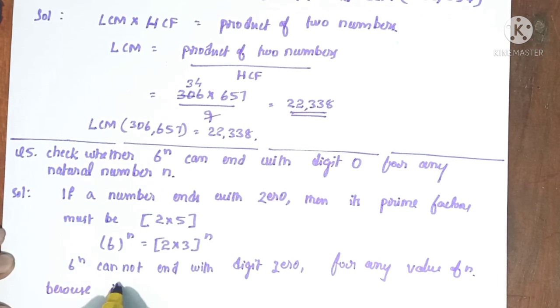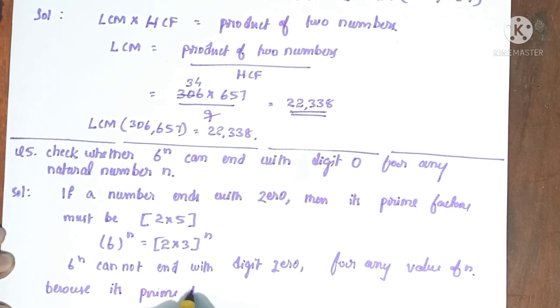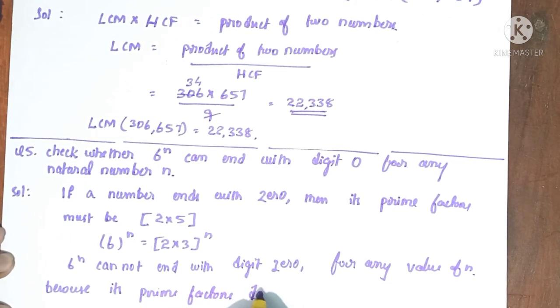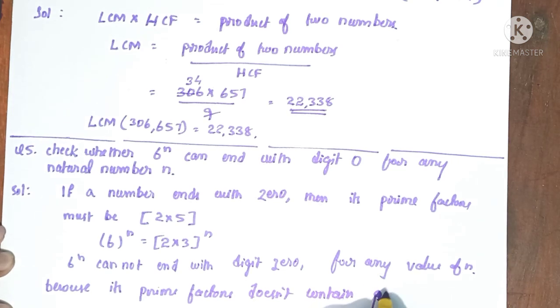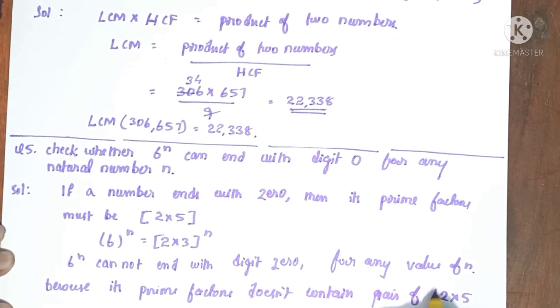Because its prime factors do not contain a pair of 2 into 5.